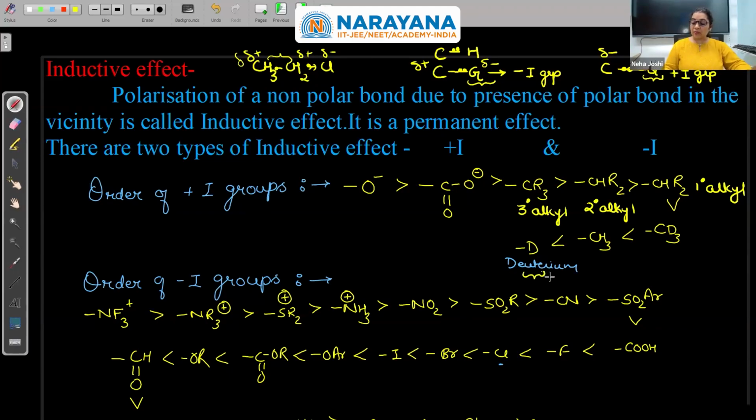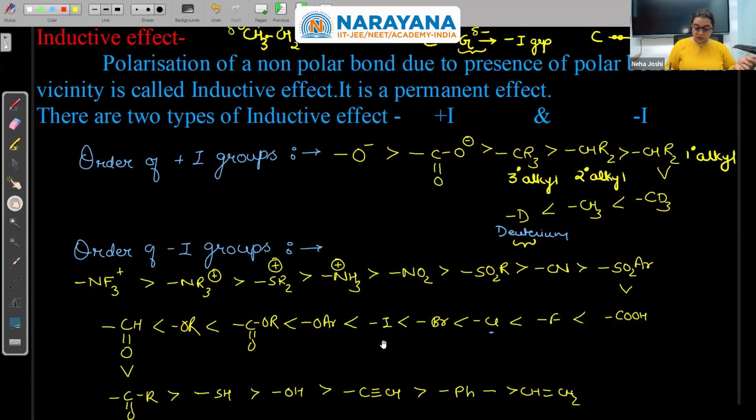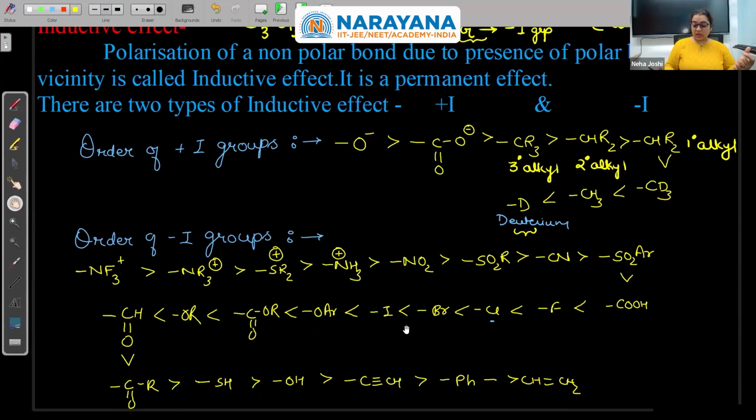See, deuterium, if compared to hydrogen, is acting as a plus I group. That means it is giving electrons towards carbon. The reference is CH. Otherwise, it is not such a strong plus I, but for comparison, the reference is CH. With that comparison, it is a plus I group.